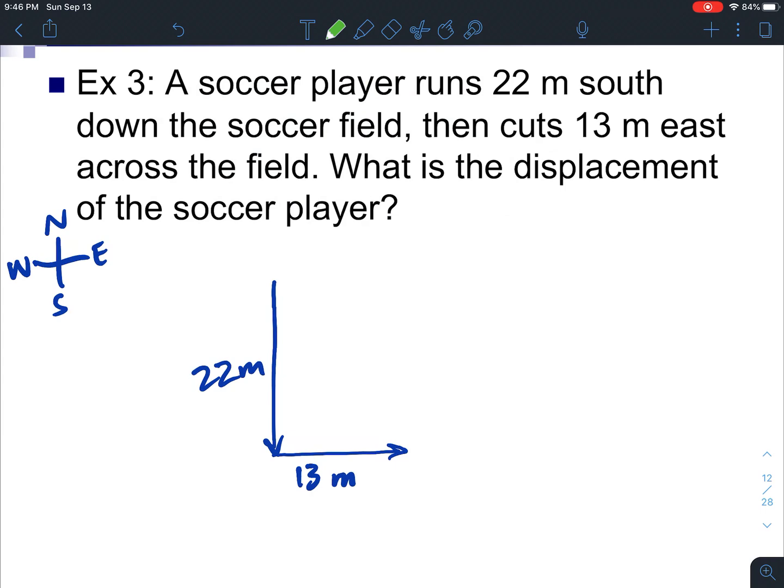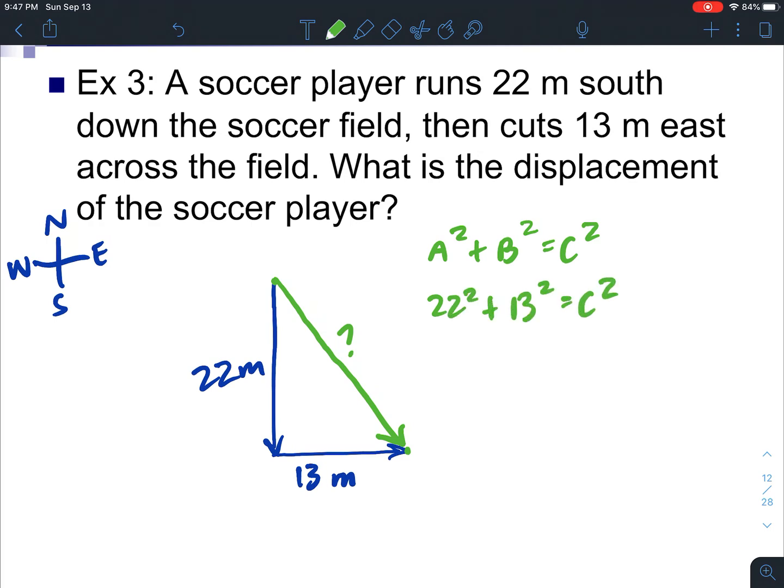And then it says, what is the displacement? So remember, if I'm looking for the resultant, or the displacement, that's the shortest line distance from beginning to end, or from start to finish. I want to begin at the start and I want to point towards the finish. Because I have my 2 sides and I don't know the hypotenuse, I'm going to choose to use Pythagorean Theorem to solve for this. And so I have 22 squared plus 13 squared equals c squared.